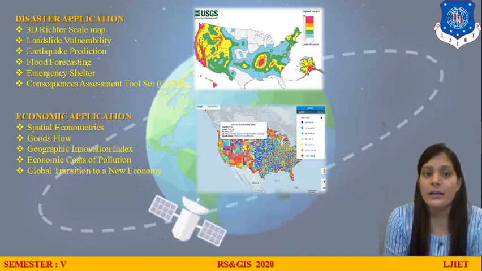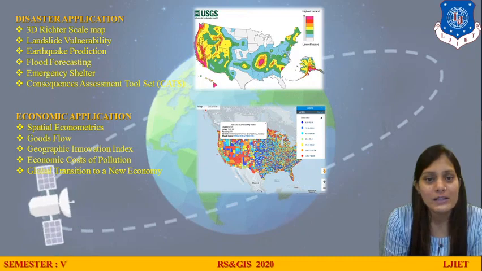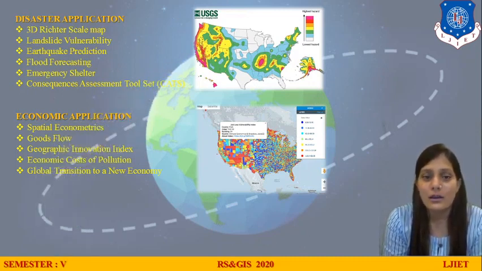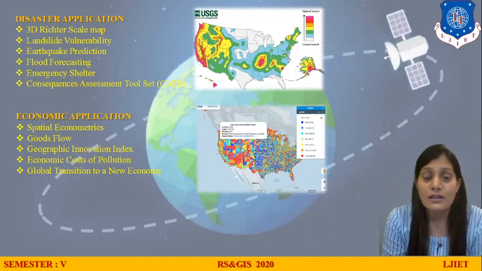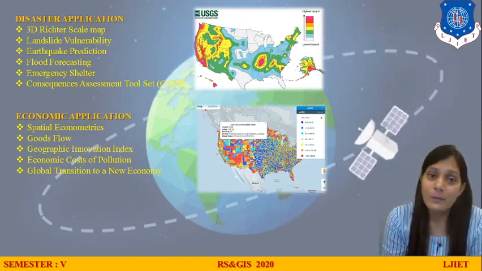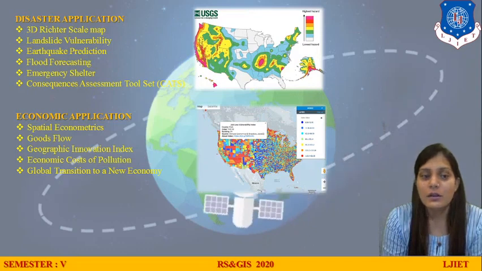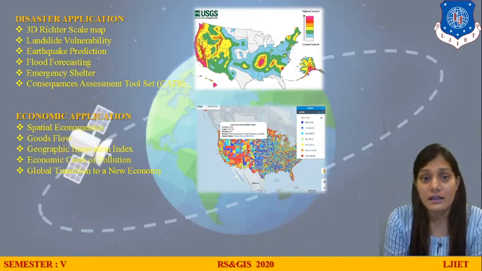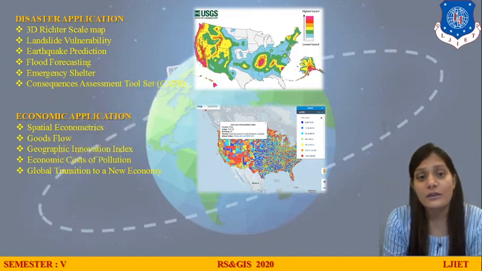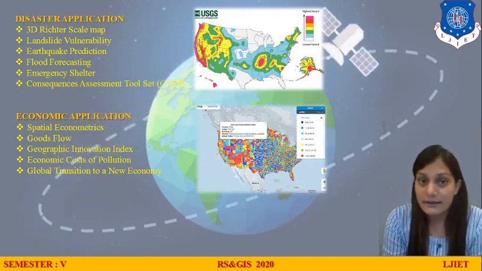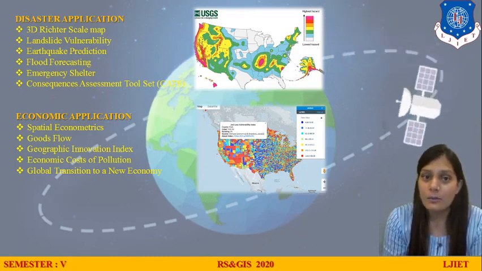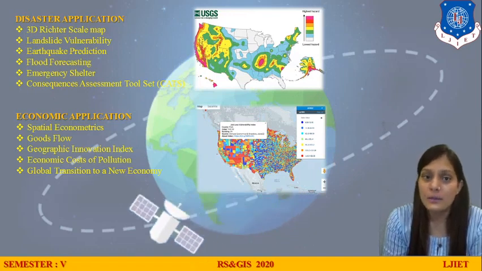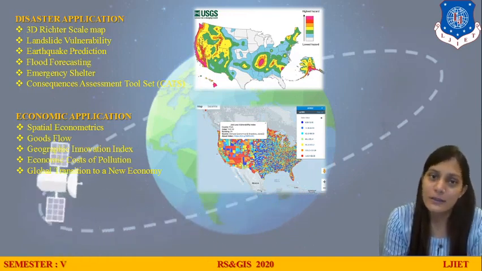Next is economic application of GIS. Economic application means nation development: how is the nation developing, what is there, what can be done, what are the parameters, what is the population, and how can it be possible. So you can see here spatial econometrics, good flow, there should be a good innovative geographic index. We have one index, and according to that our whole country is ranked. So we get rank in national economic and international economic. According to that we can compare with other countries how our economic development is.